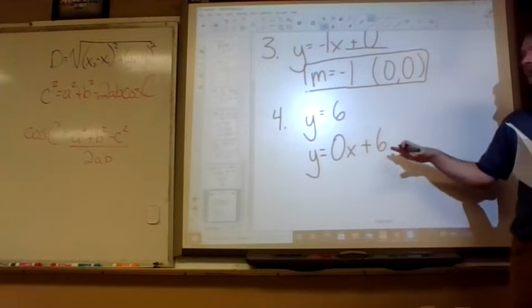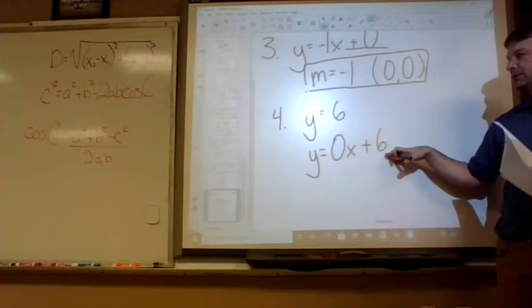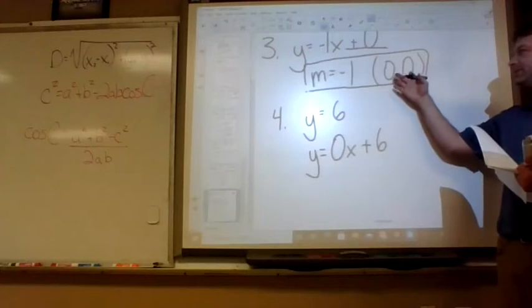So what is the slope on number 4 then? 0. And what is the y-intercept? 0. 0 and 0, 6.